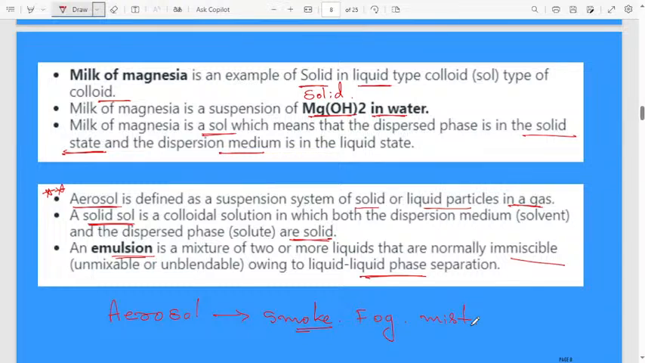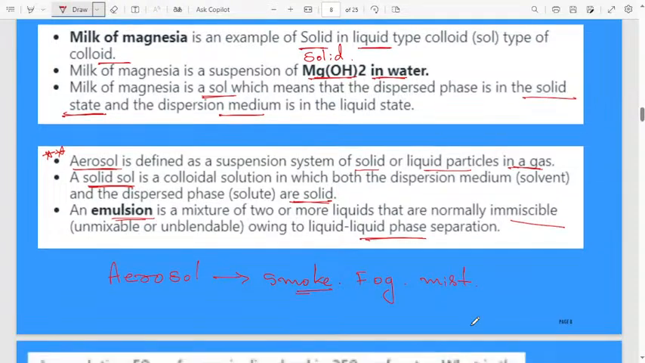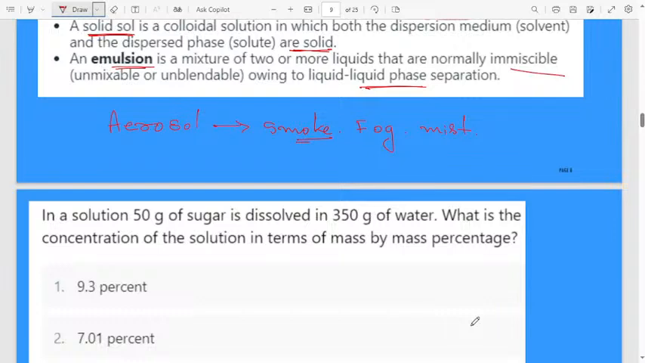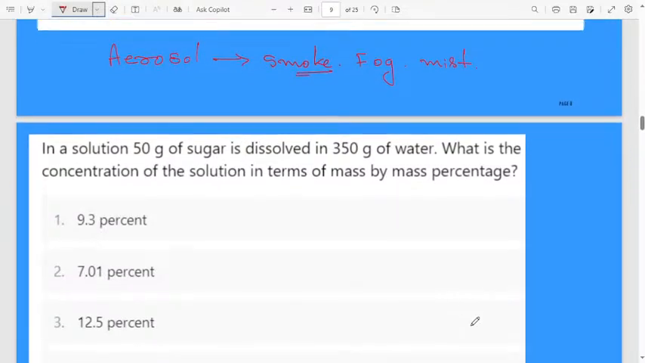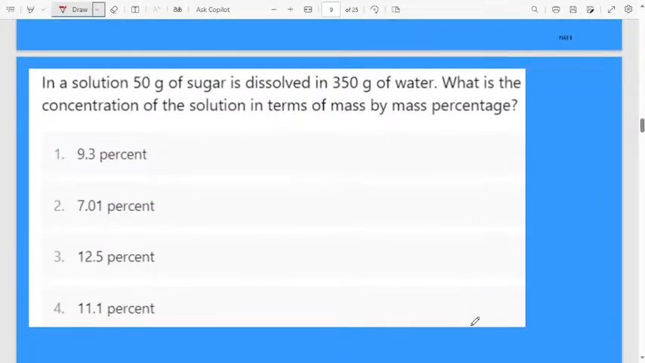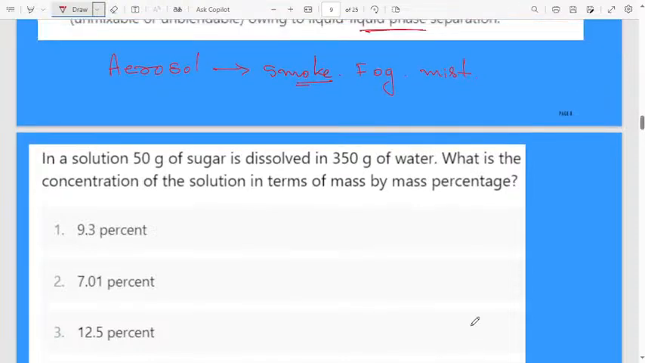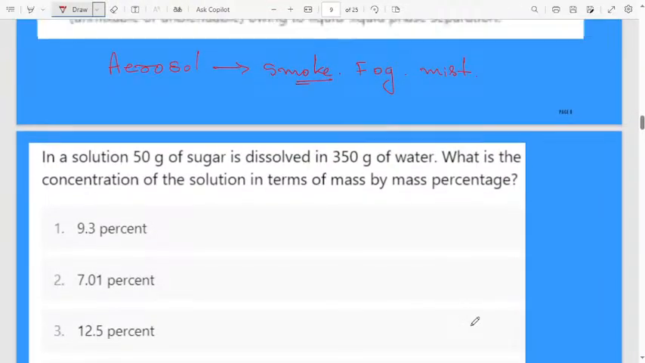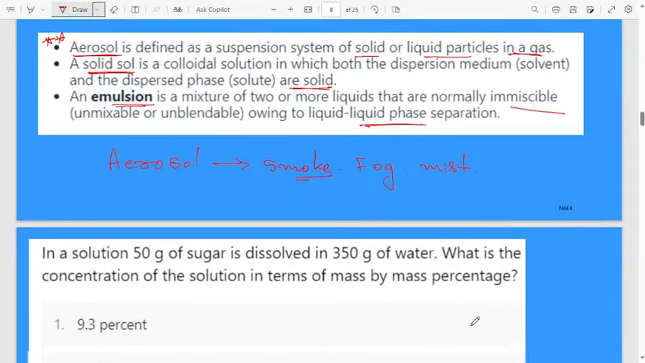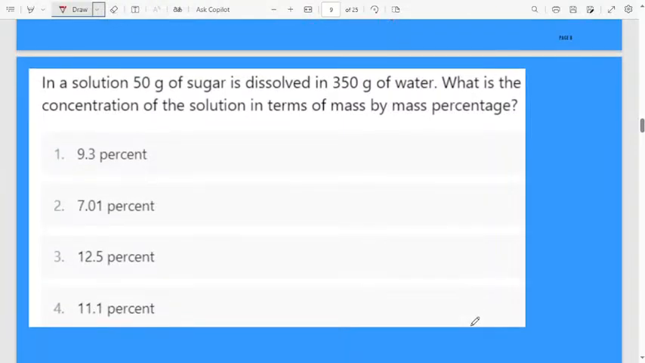Yes, let us move to the next one. Akila, you got it? Okay. Aerosol, smoke, fog, mist. When I start teaching, I only see the comment box of the live chat once or twice, because if I watch it continuously, I am not able to focus on what I am explaining. That's why I see your messages late. Okay. Next one.